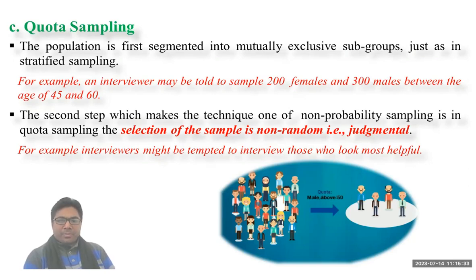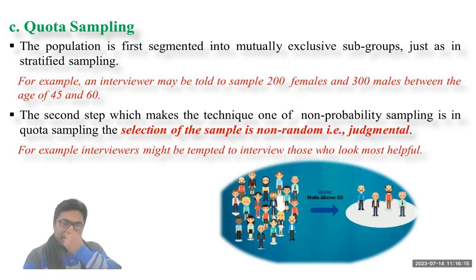A similar technique is used. For example, the interviewer may be told to sample 200 females and 300 males between the age group of 45 to 60. So the number of females to be included is 200 and the males is 300, and the stratum to be considered is the age group of 45 to 60. So this is one way of dividing the population into quotas as we did in stratified sampling.